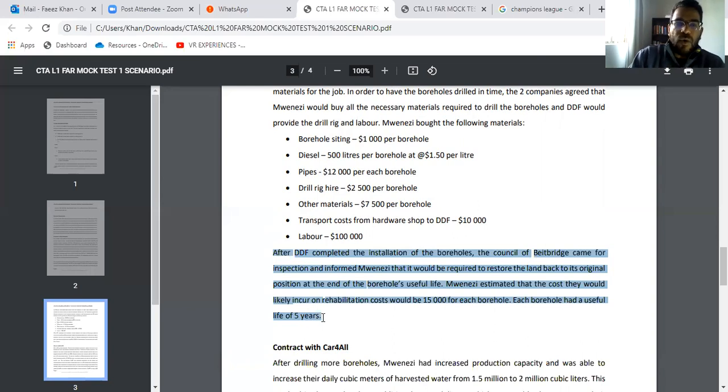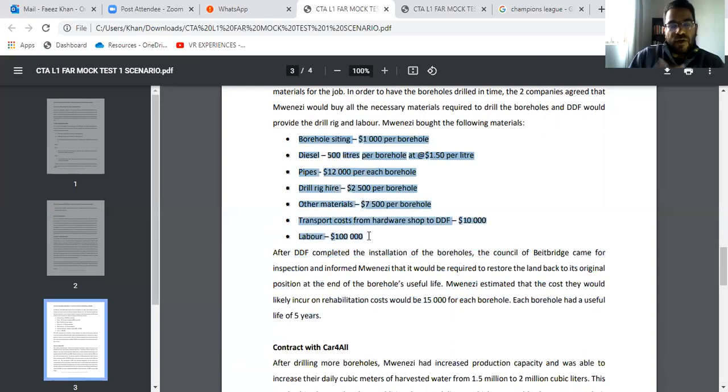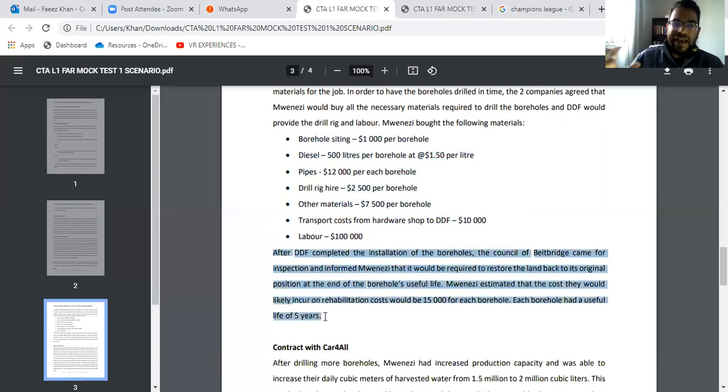Now, all of this was incurred to get the borehole. So the question would be, which cost do you capitalize, which cost do you not capitalize? And then IAS 16 will tell you that restoration costs must be added. So we'll treat that in terms of IAS 37. So a restoration cost, a provision for restoration, a provision for rehabilitation, whatever you want to call it, that will be added to the cost of PPE.